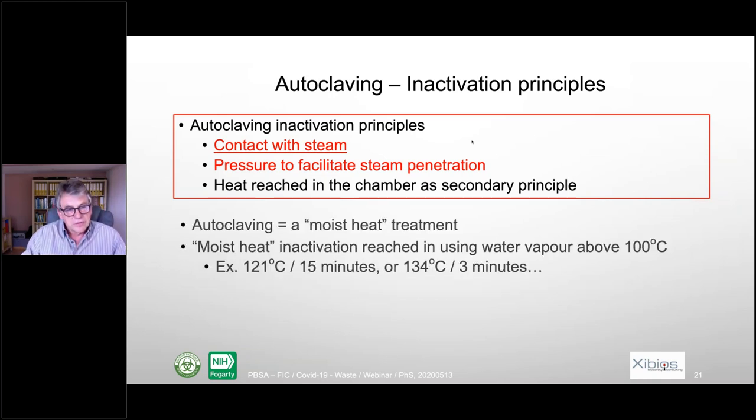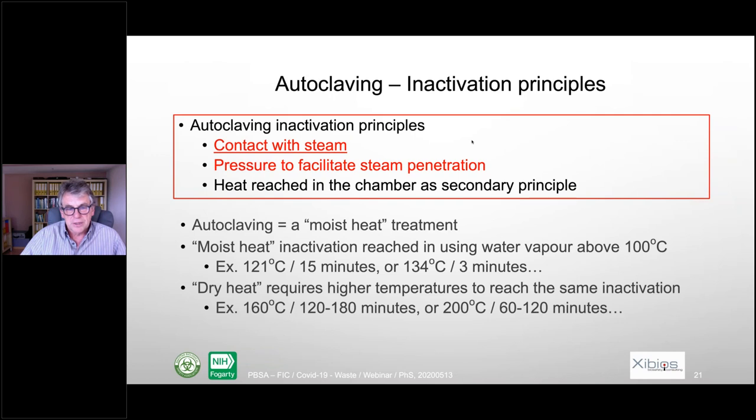So because of that, autoclaving is considered a moist heat treatment. And you see that with autoclaving, we have a good inactivation using 121 degrees during 15 minutes or 134 degrees for 3 minutes. If we compare with a dry heat treatment, so there is no steam, it's just temperature, like in an oven, in that case, we need to reach a much higher temperature, like 160 degrees for 2 or 3 hours or 200 degrees for 1 or 2 hours. So you see that it's much less effective. We need higher temperature and much more time.